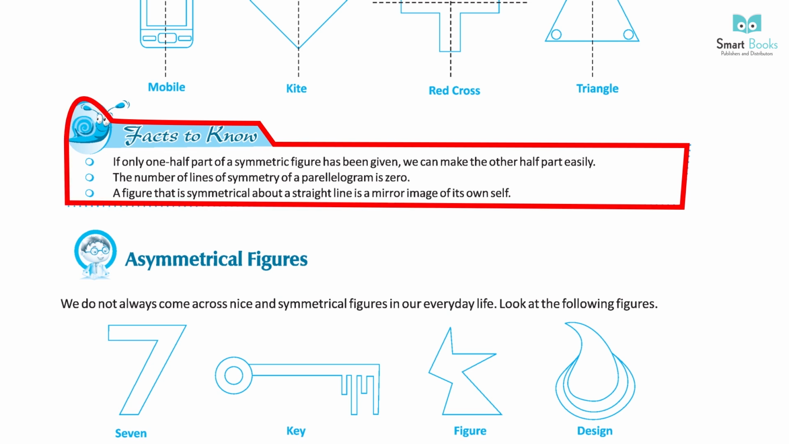Facts to know. If only one half part of a symmetric figure has been given, we can make the other half part easily. The number of lines of symmetry of a parallelogram is 0. A figure that is symmetrical about a straight line is a mirror image of its own self.